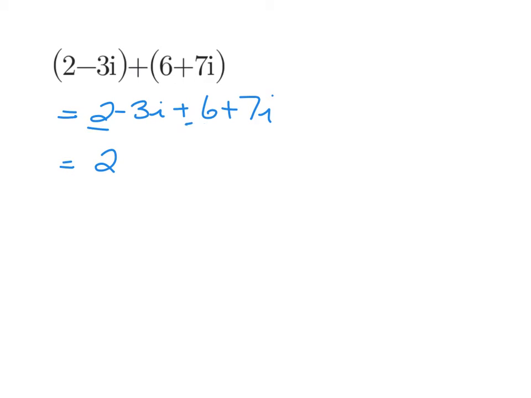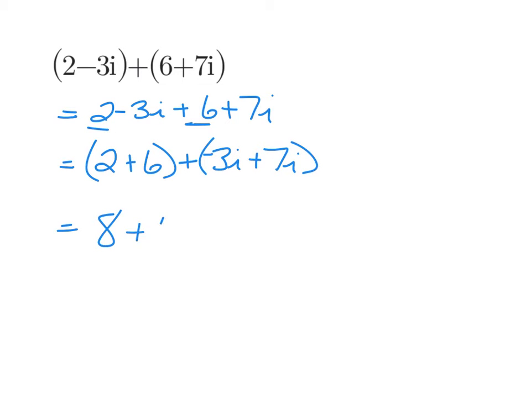So the 2 and the 6. And then we'll also have the negative 3i and the positive 7i. Combining the like terms, we get 8. And over here, that would make plus 4 of the i's.